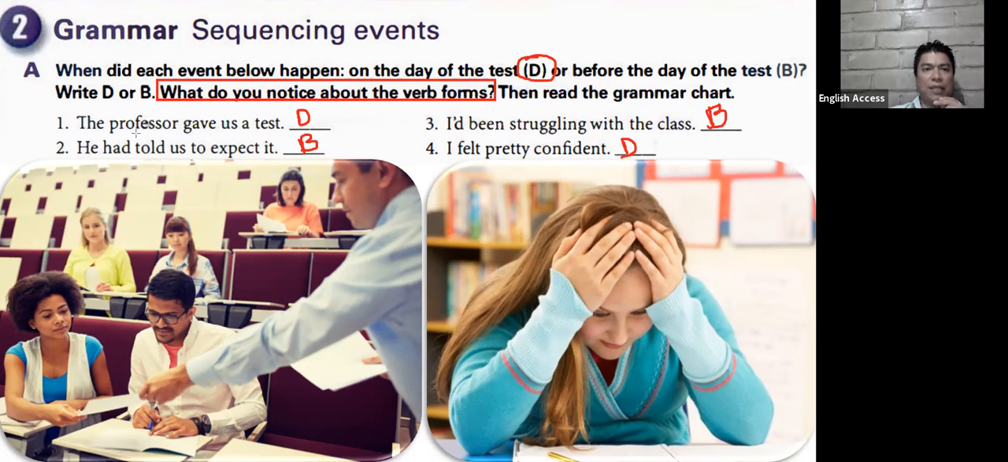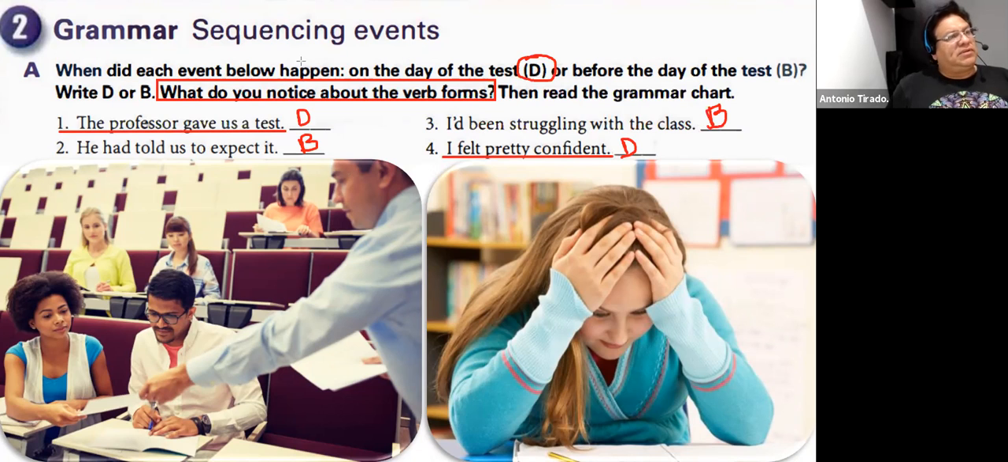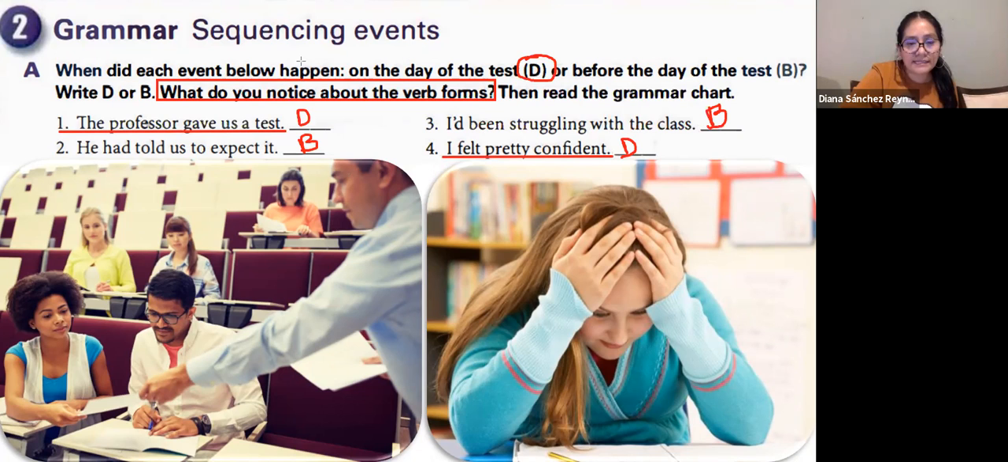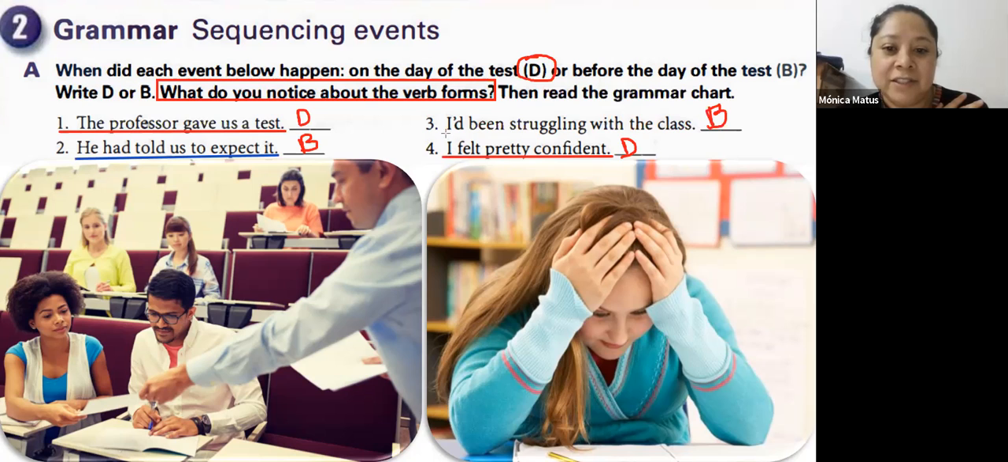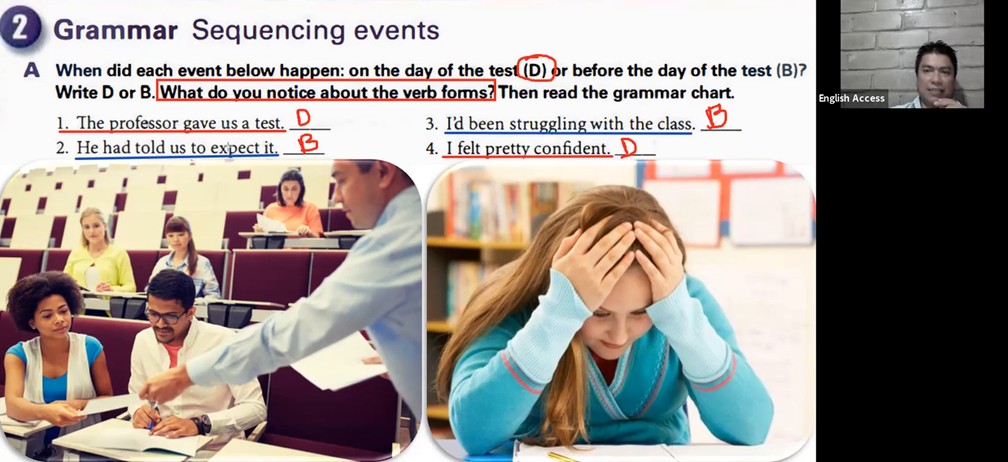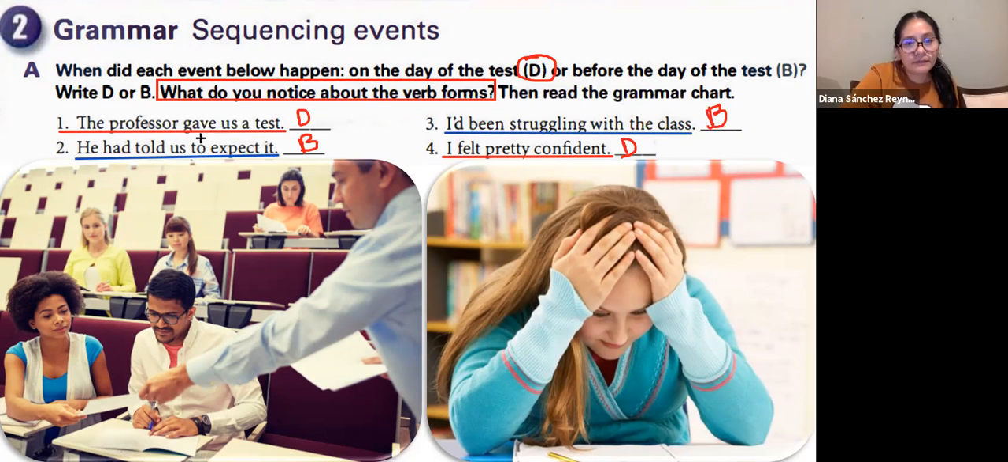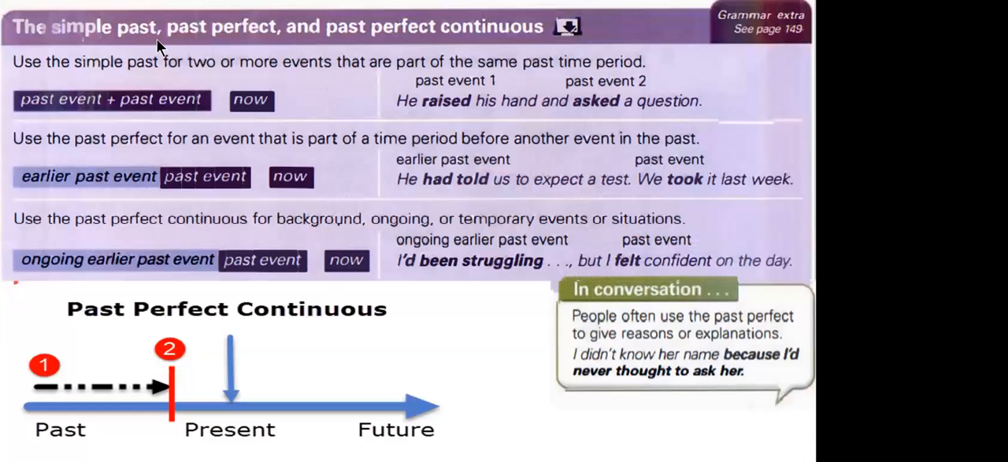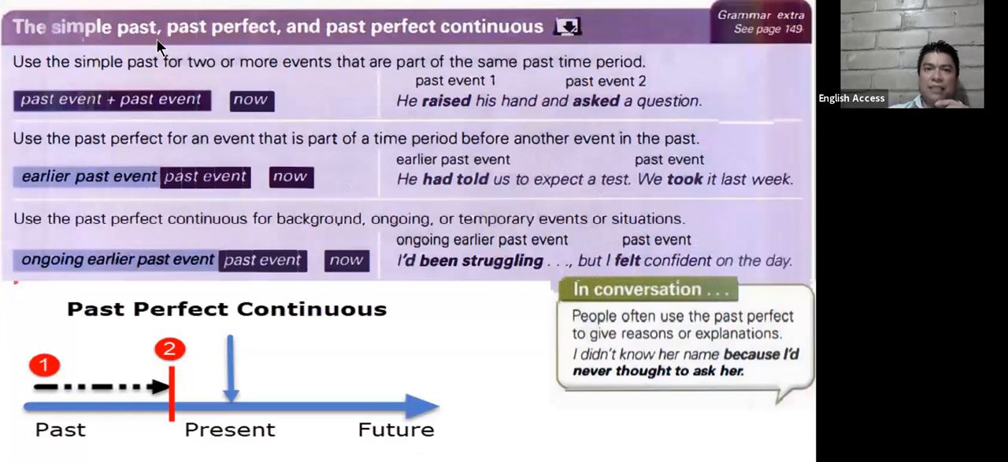For example, here we have the professor gave us a test. I felt pretty confident. What is that? Simple past. Very good. That happened in the past. He had told us to expect it. I had been struggling with the class. Past perfect. Very good. So we have the simple past, the past perfect, and the past perfect continuous. We've seen this a little bit before, right?